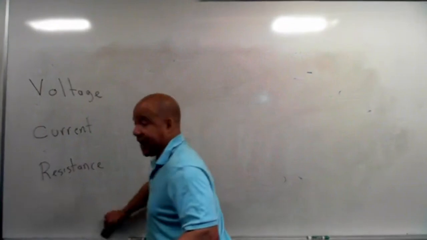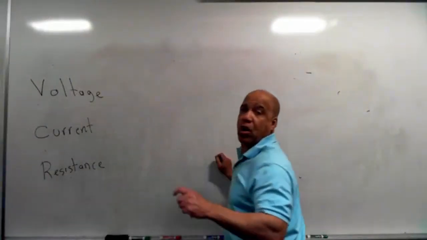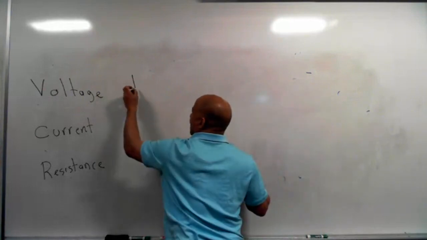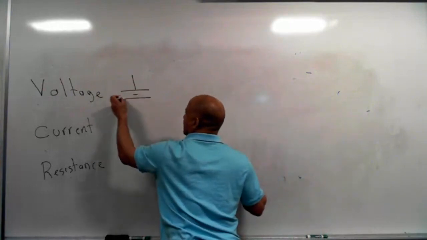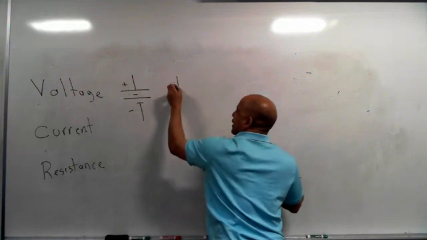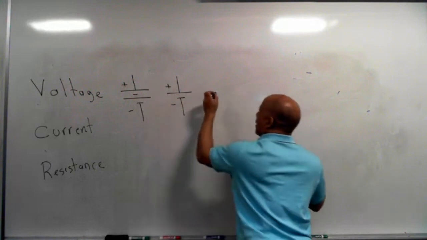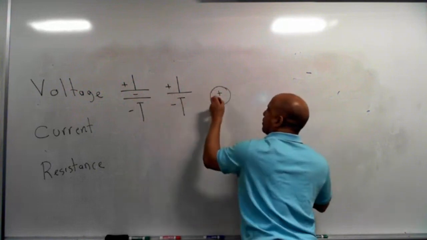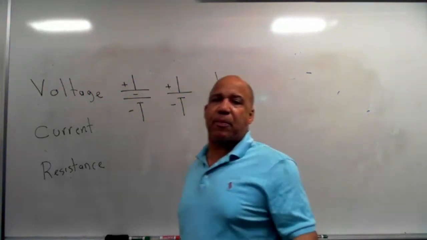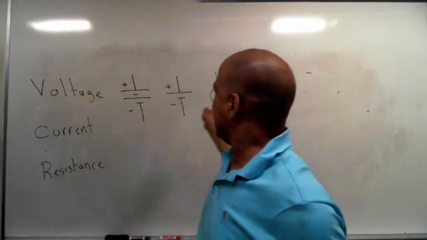I'll explain these later, but just briefly, if I want to represent a separation of charge, a voltage, there's three ways to do it. I can do it like this. I can do it like this. Or I can do it like this. So these are three ways to represent a voltage graphically.